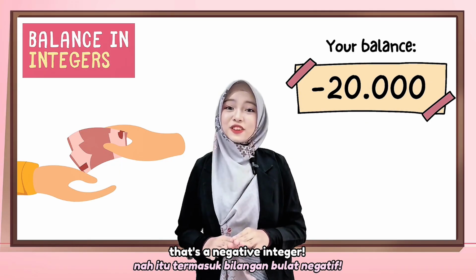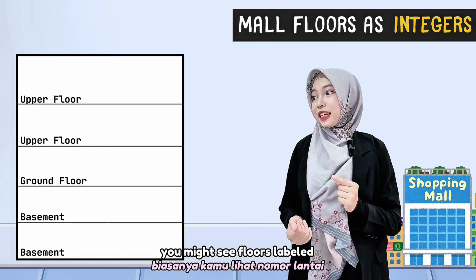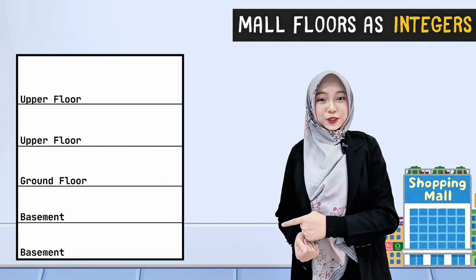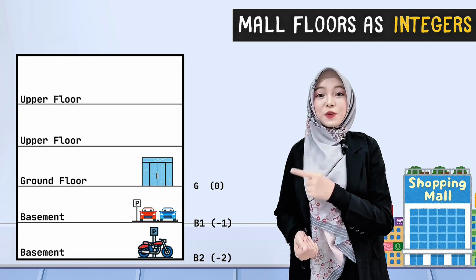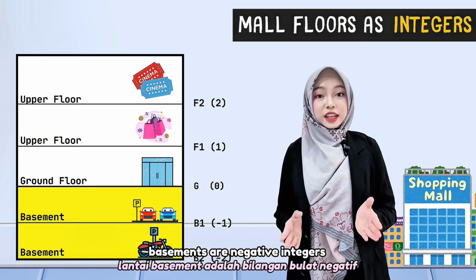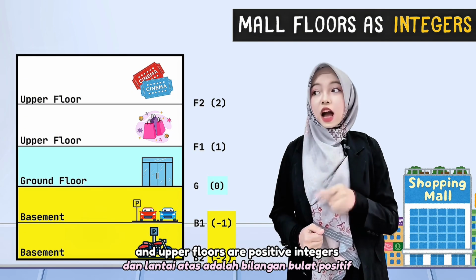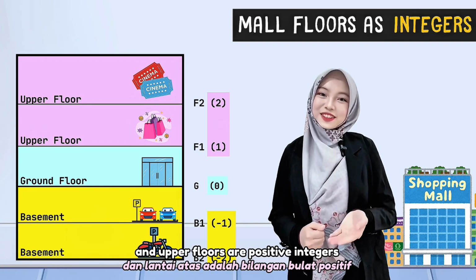That's a negative integer. In a shopping mall, you might see floors labeled minus 2, minus 1, 0, 1, and 2. Basements are negative integers. Ground floor is 0 and upper floors are positive integers.